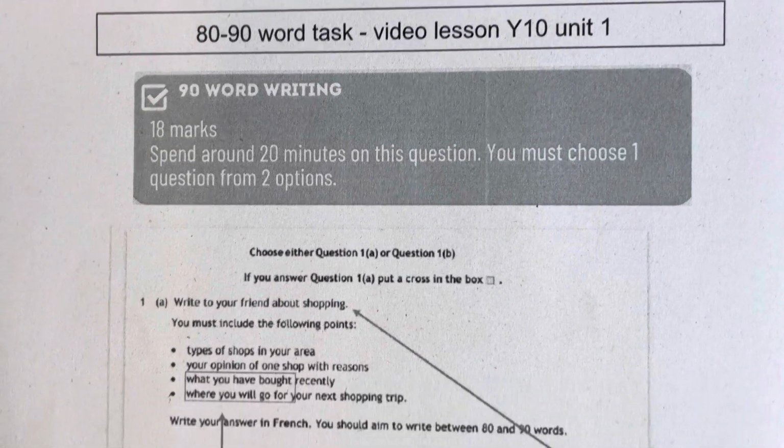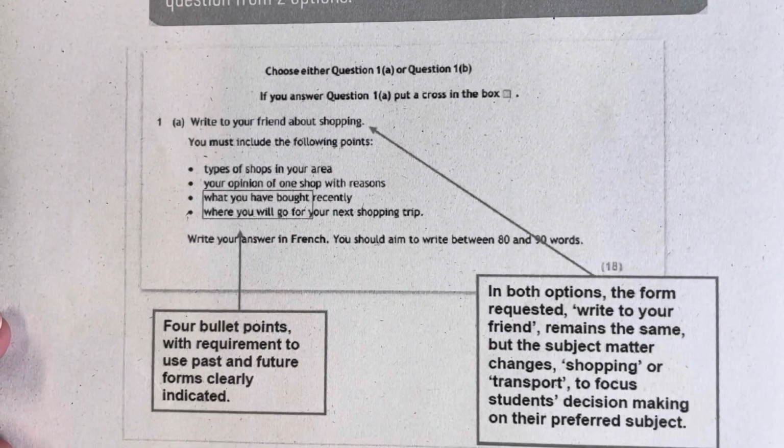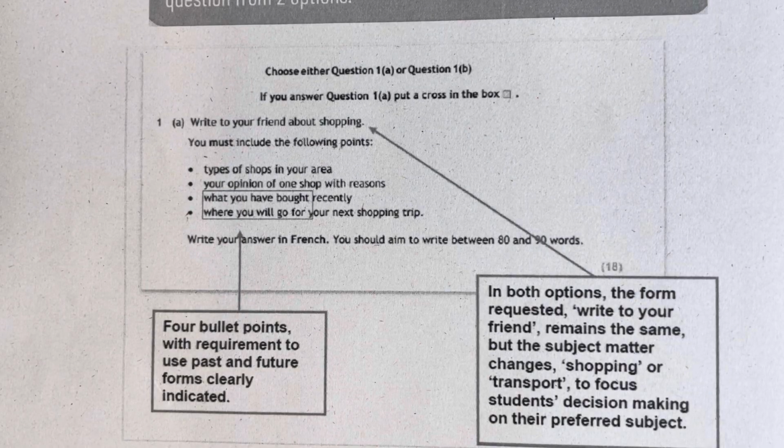The 80 to 90 word task always follows the same format. So there will be 4 clear bullet points with a requirement to use the past and the future form in one of them. So 2 present tense bullet points, a past bullet point and a future bullet point. Again, it's worth noting here that although you are encouraged to use the future tense and form this in whichever way you like, you don't have to use the simple or near future tense.